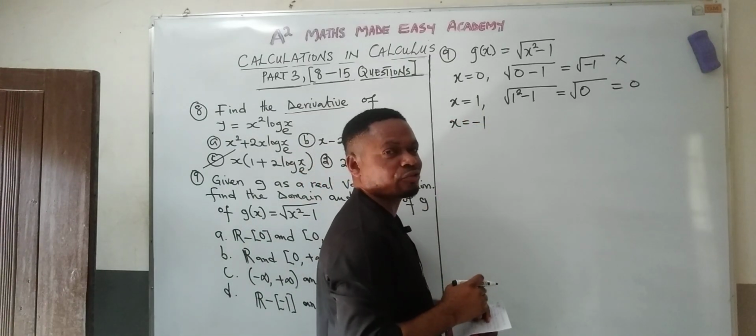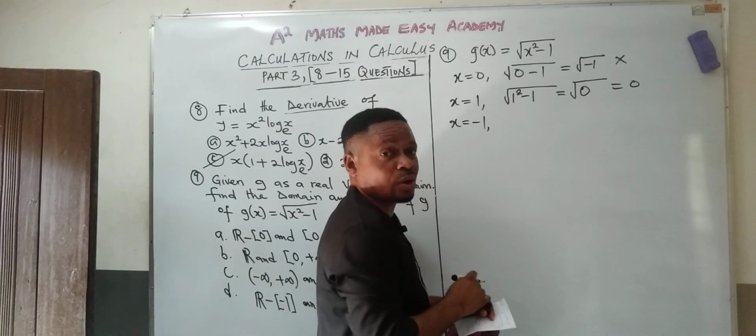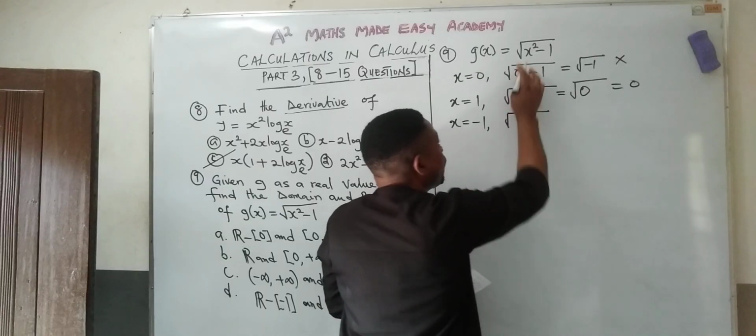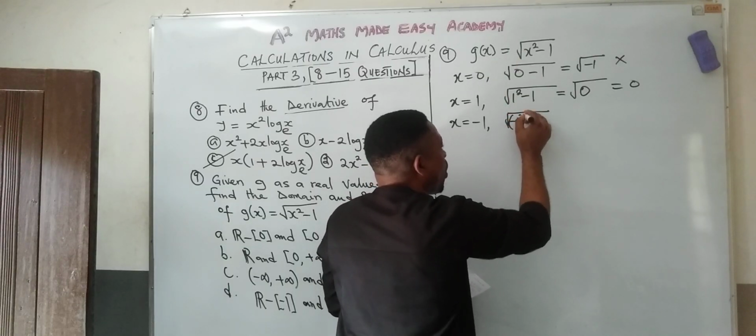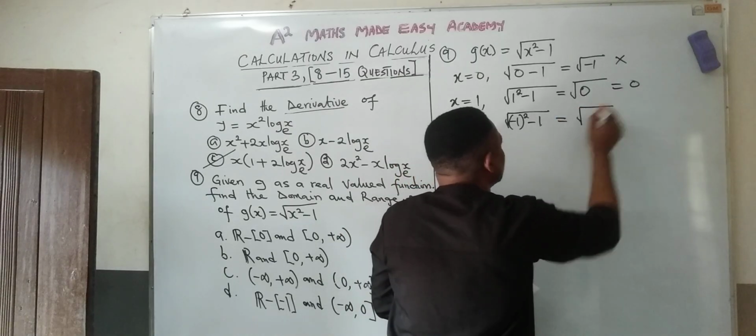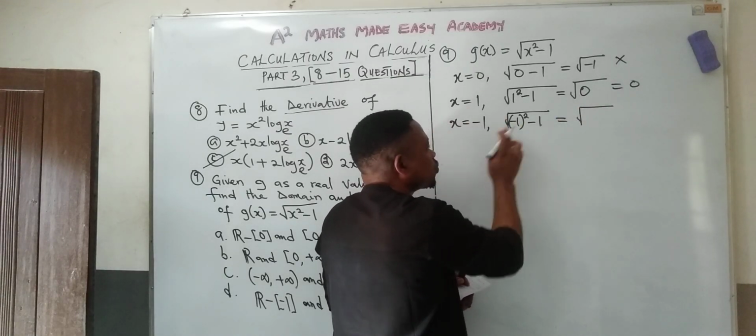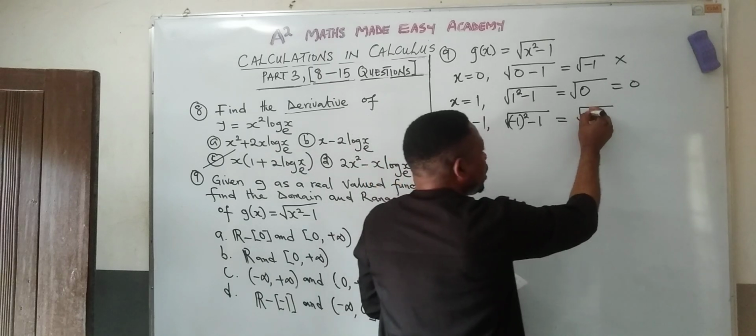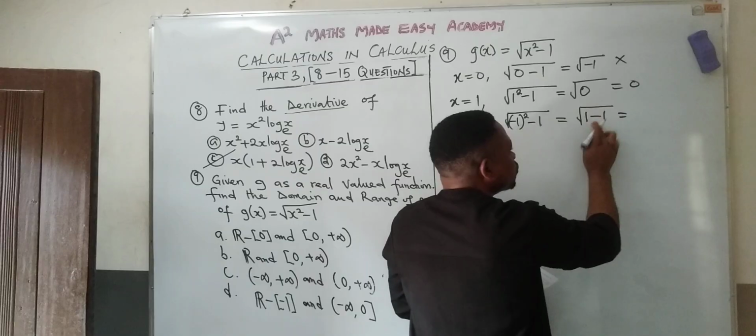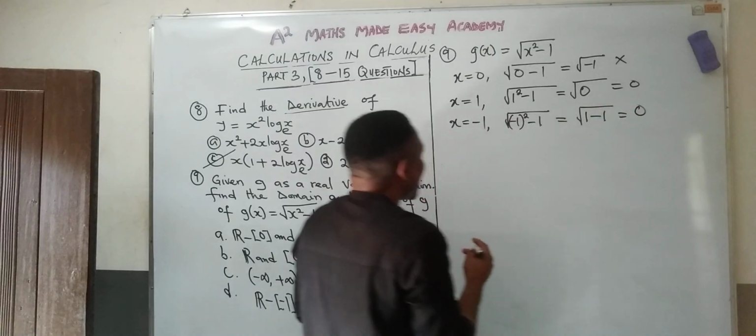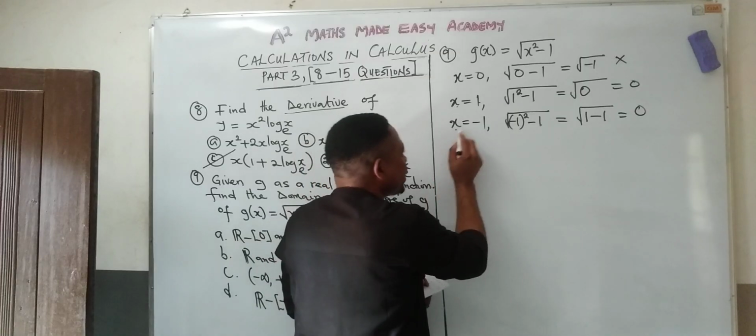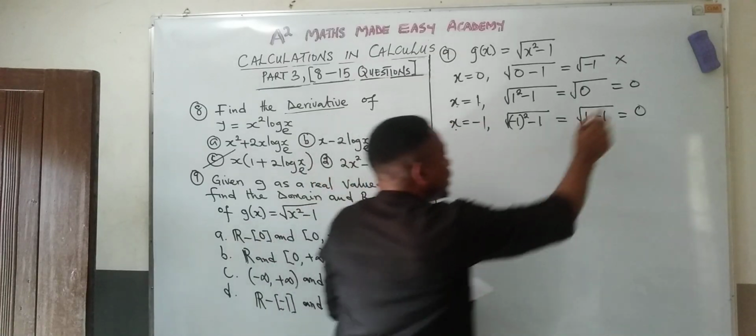Permit me to try again with minus 1. When the domain is minus 1, whether it exists or not. Can I substitute again? This is square root of, what is x? Minus 1, squared, minus 1. And that will now give us square root of, do you know that minus 1 squared, the minus will disappear. It will give us 1 minus 1. And 1 minus 1 will give us 0. Square root of 0 is still 0. Can you observe something here? When x is 1 as a domain and when x is minus 1 as a domain, the range are the same.